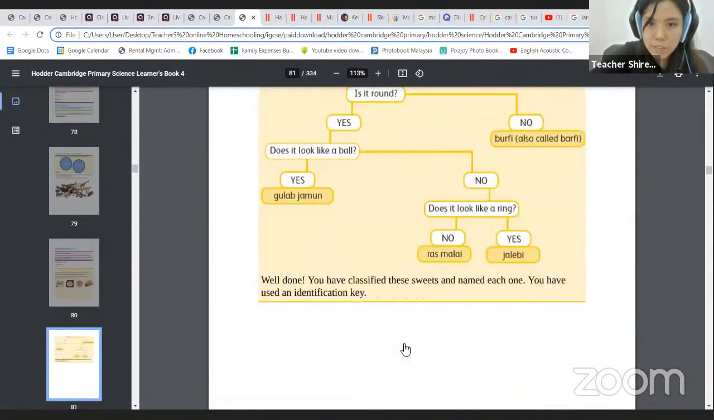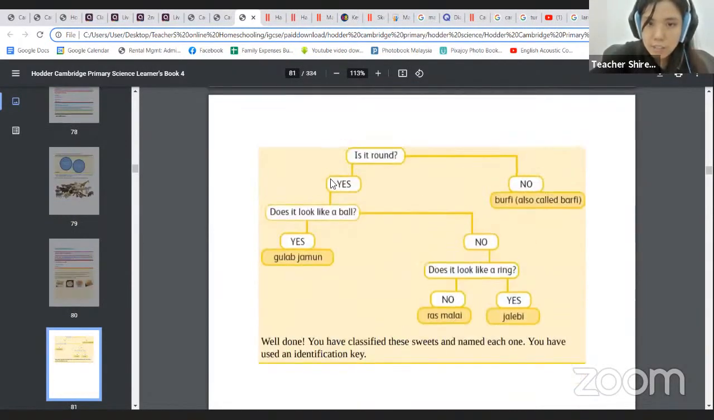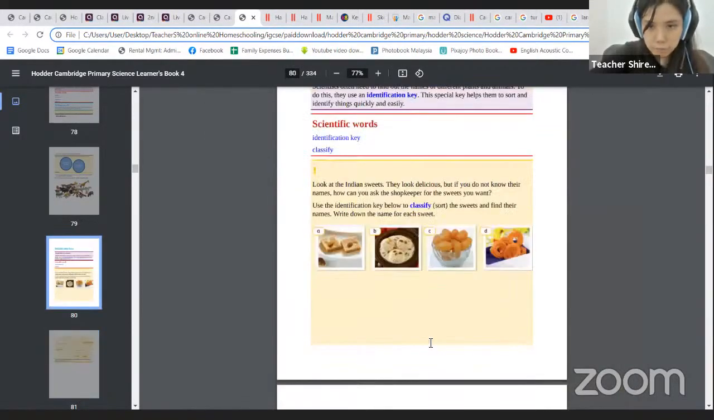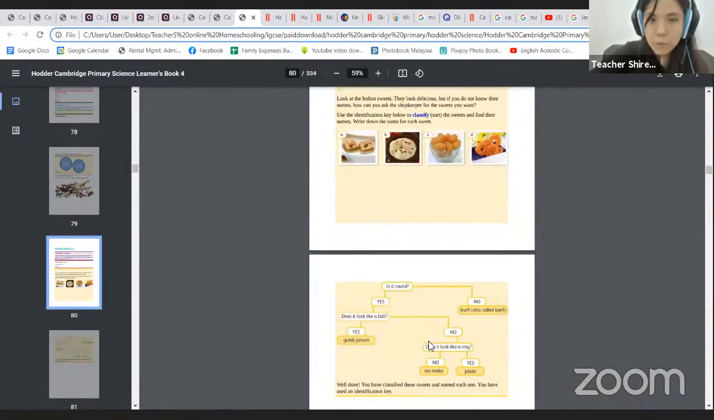So these identification keys are like, is it round? Yes or no? If yes, round, does it look like a ball? If yes, this is the thing. No, this is a ring and stuff like that. So this is how you form an identification key. So, is it round? Yes and no. Because there's no, definitely this one, which is A.